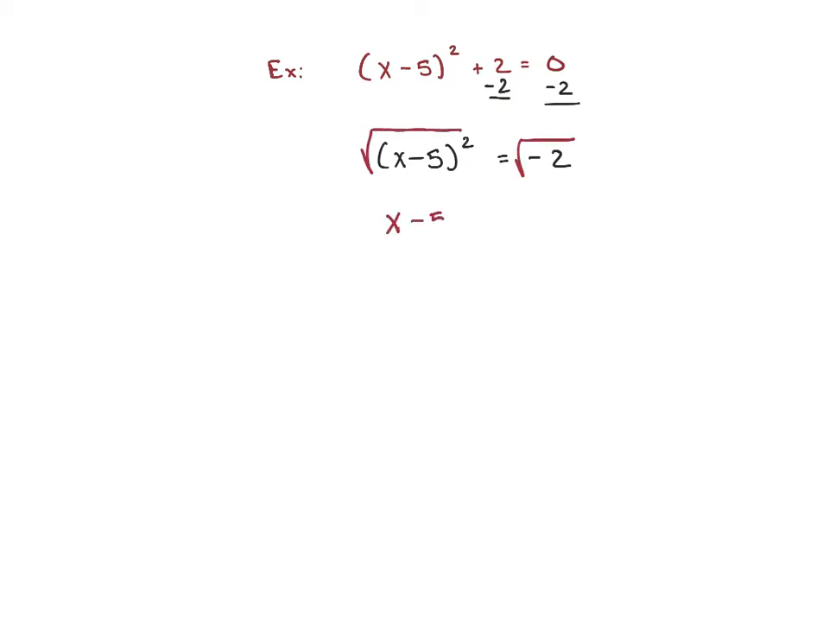Now that squared is gone. Plus or minus, I'm square rooting a negative, so it's i root 2. I just have to add the 5 to both sides, and I know exactly what x is. It is a positive 5 plus or minus i root 2. Two answers, 5 plus i root 2 and 5 minus i root 2.